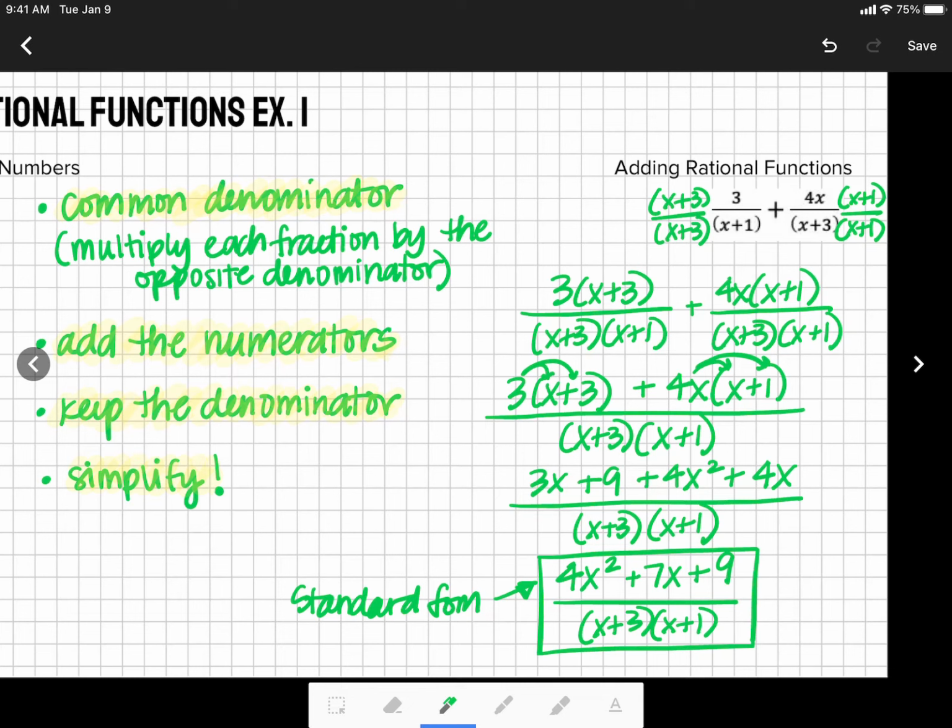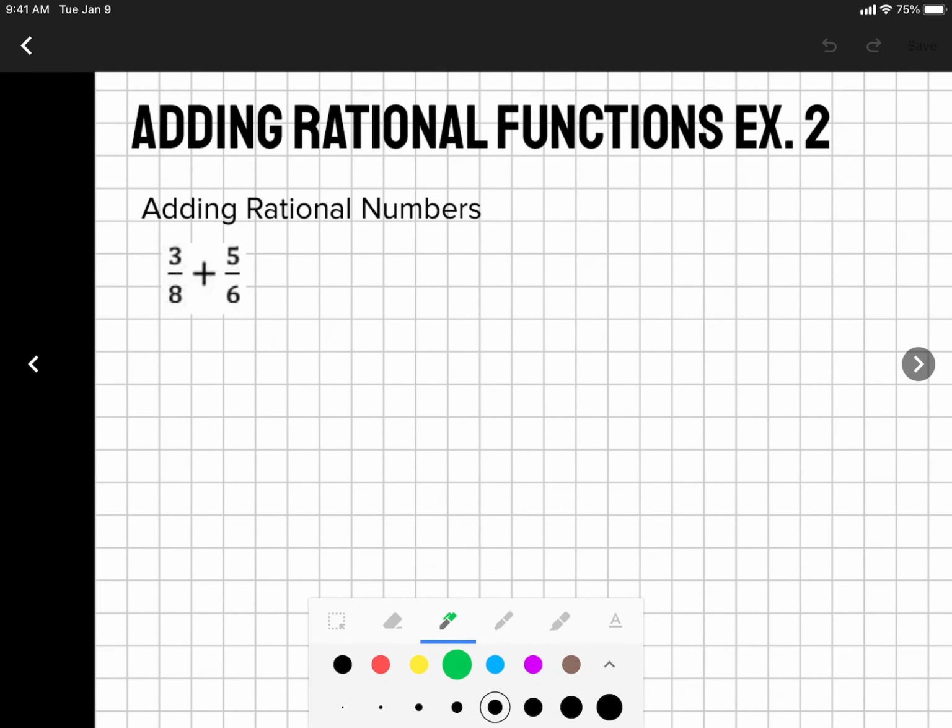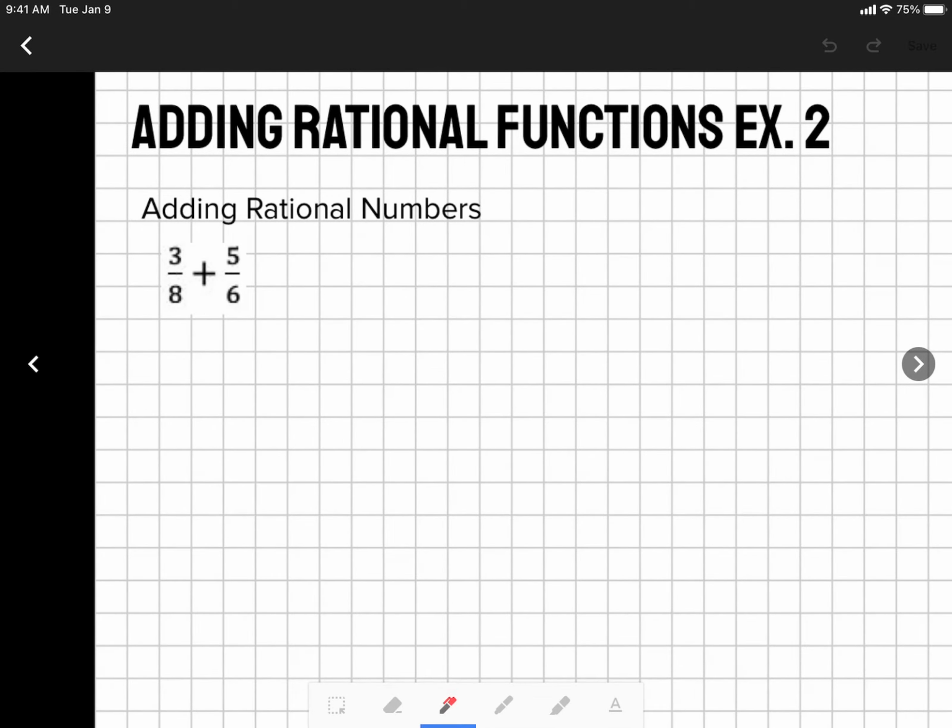You guys ready to try another one? Okay, this next one, we're going to start with rational numbers again. And this time, I could just multiply this by 8 over 8 and multiply this by 6 over 6, but I think I see a better path. I think I see a simpler path. Does anyone want to suggest something else we could do instead?